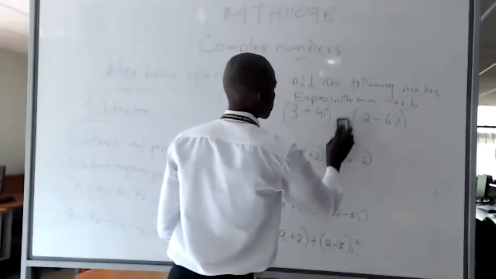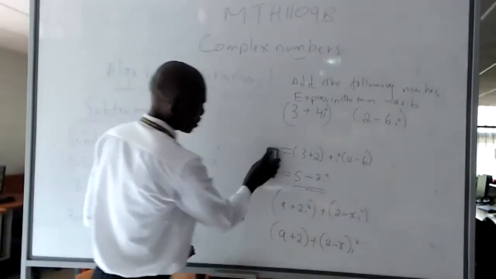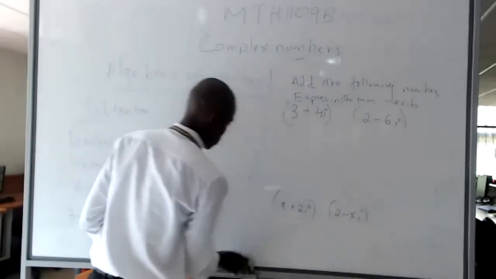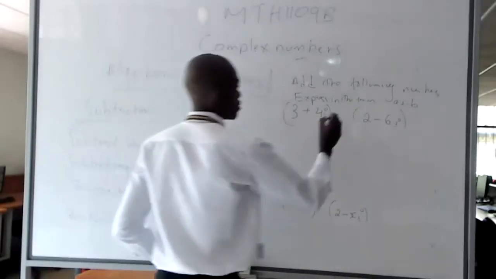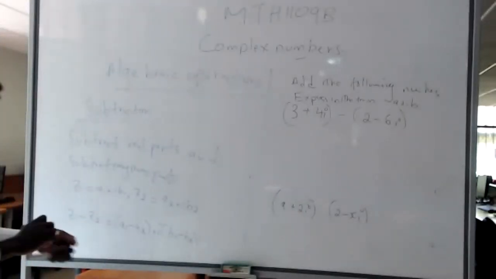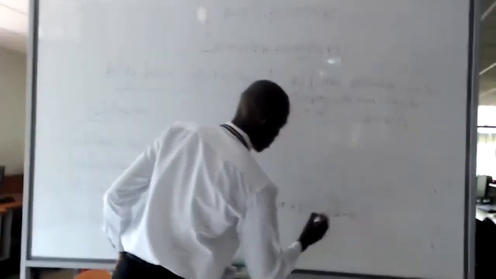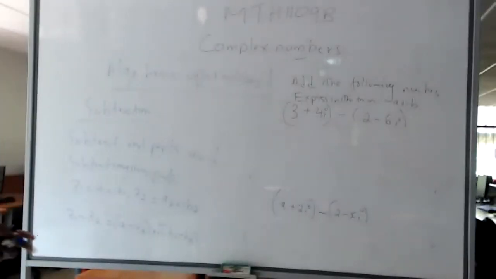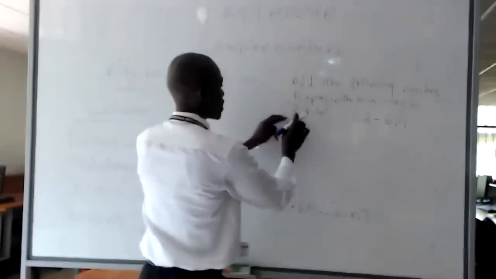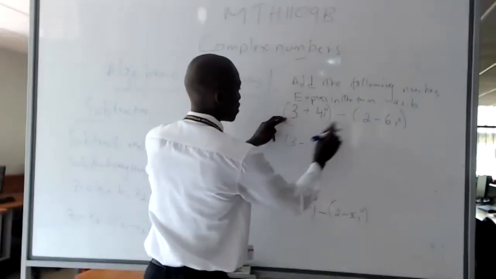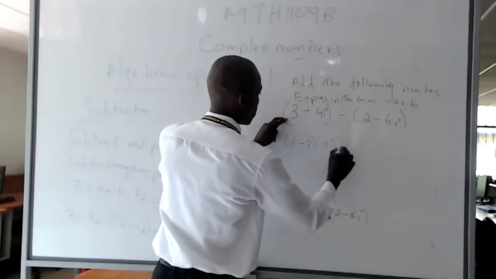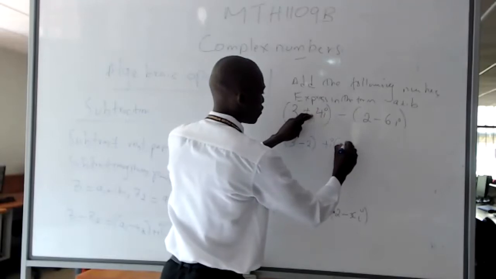Example, let me take the same numbers, but then just change the operation. So take 3 plus 4i minus 2 minus 6i. And I also want to take A plus 2i minus 2 minus xi. Start with the real parts. So the real part of the first number is 3, minus the real part of the second number, 2.